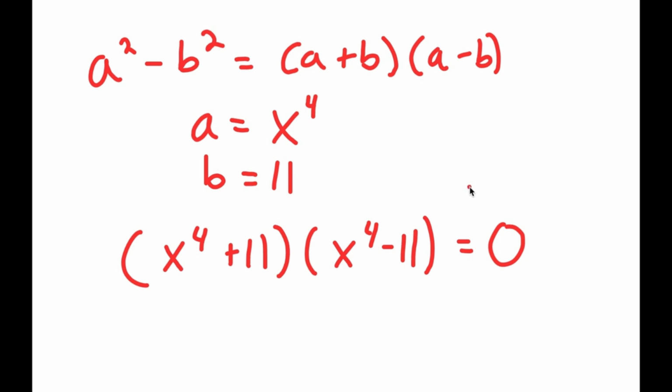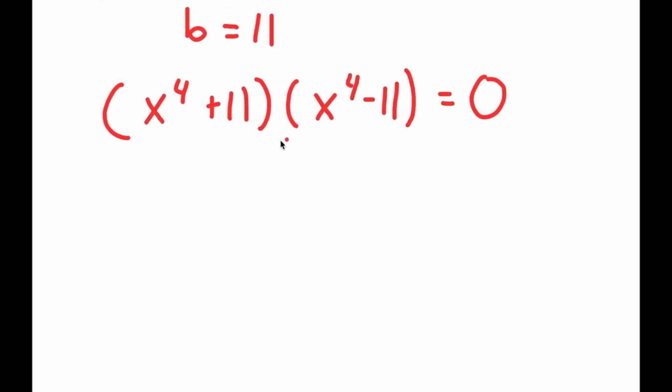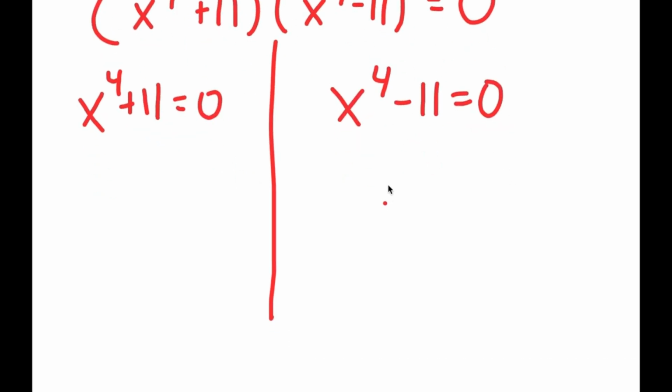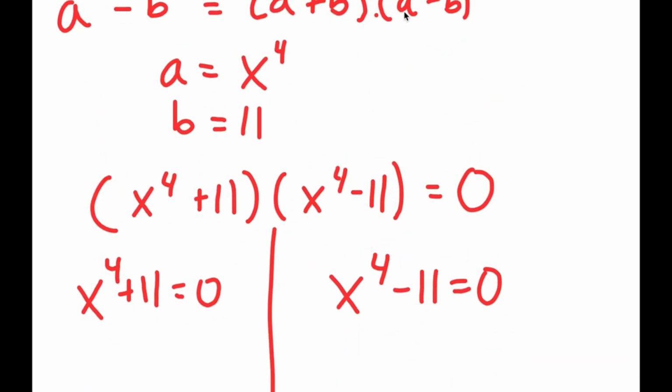Now, from here, I get two equations. I get x to the power of 4 plus 11 is equal to 0, and x to the power of 4 minus 11 is equal to 0. And we are still not done yet, because to solve this equation, people are going to think, oh, add 11 on both sides and take the 4th root. But we're going to do the same thing we did with our original equation.